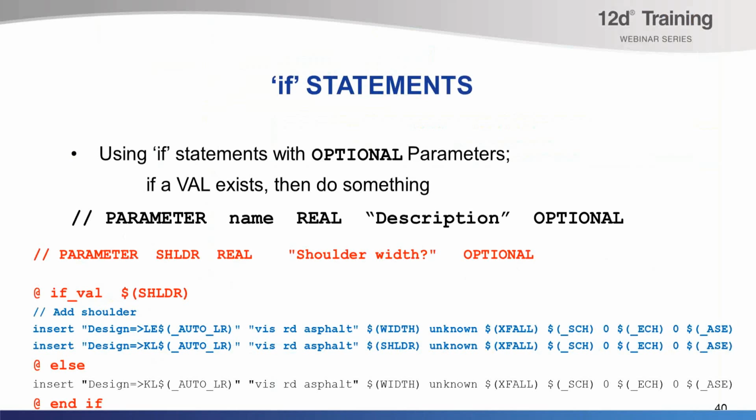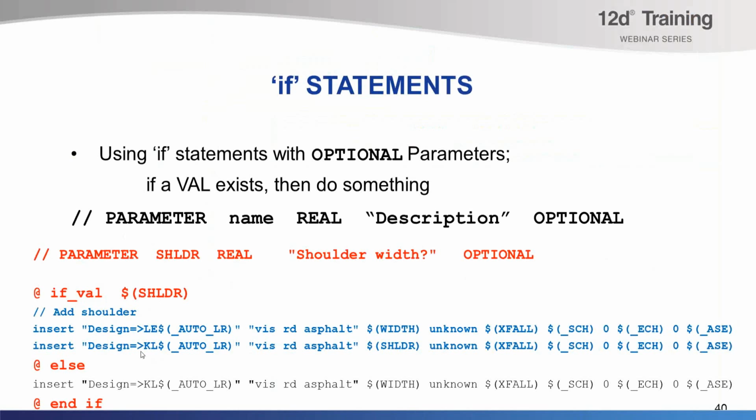So what else can we do with if statements? Well, we can simply test whether a value actually exists. So we might put something in there that's optional, such as the shoulder. So rather than having a choice parameter there that says, do you want a shoulder, yes, no, we can actually just ask for a value for the shoulder and we can make it optional. Now the way we do that with our parameter, the parameter is exactly the same, except rather than a default value, we put the word optional. So that means that we don't have to have a value in there.